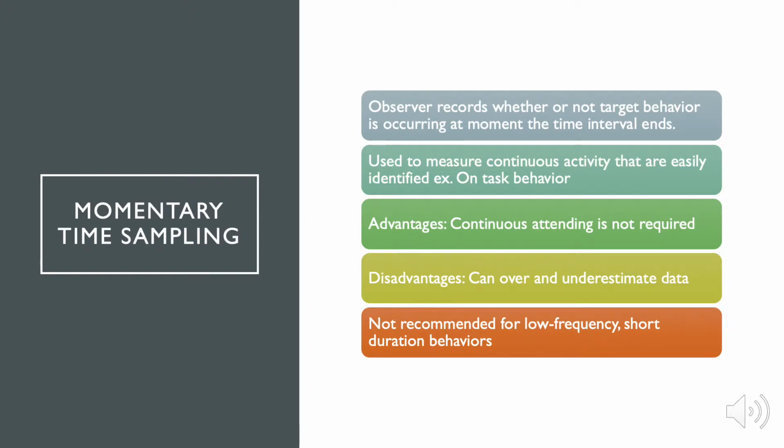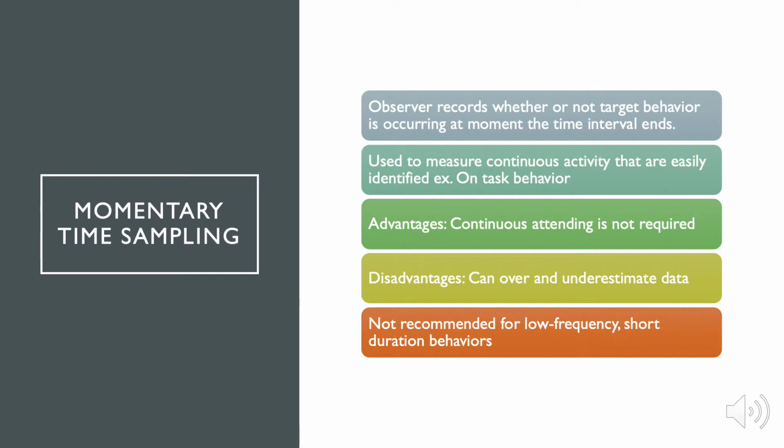And it's also different from your whole interval recording, because the whole interval is suggestive that the behavior you're targeting has happened the entire interval. So basically, when the interval is ending, you look up, and if that behavior is occurring, there has been an occurrence of that behavior. So this is used to measure continuous activity that is easily identified. The example that we're going to be using today, and a common example, is on-task behavior.